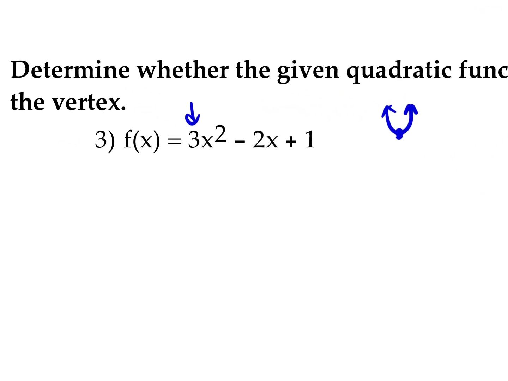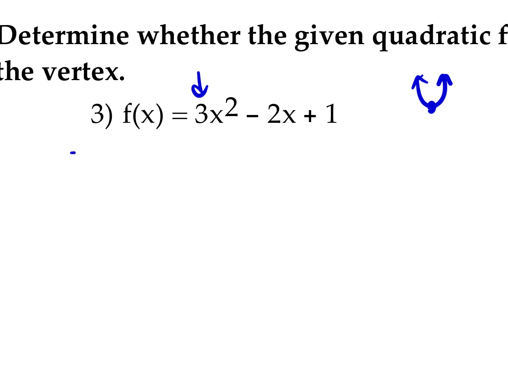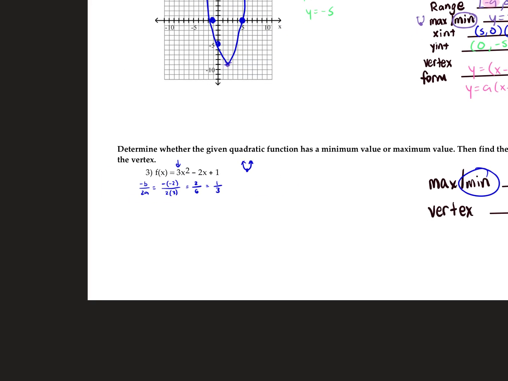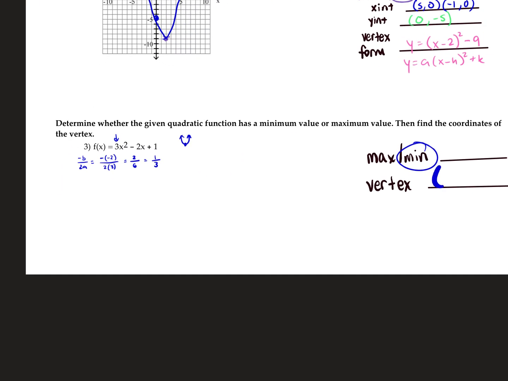So let's find our vertex. So we're going to use our formula -b over 2a. That would be -2 over 2 times 3. So this turns out to 2 over 6, which simplifies to 1/3. So the x coordinate in our vertex is 1/3.